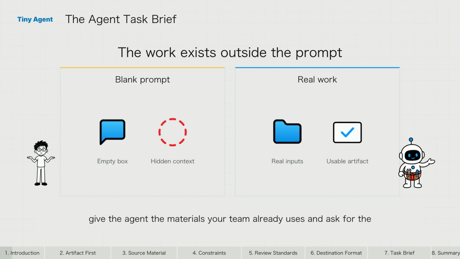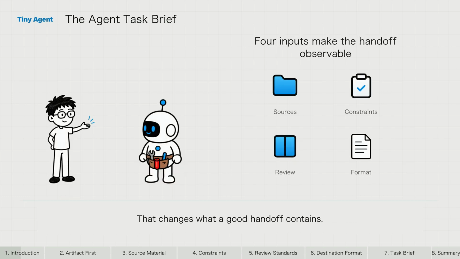Give the agent the materials your team already uses and ask for the first usable version of a concrete artifact. The goal is not a beautiful conversation. The goal is work that someone can inspect, edit, and continue. That changes what a good handoff contains. The agent needs source materials, constraints, review expectations, and a destination format. It also needs a clear definition of the artifact you want back.